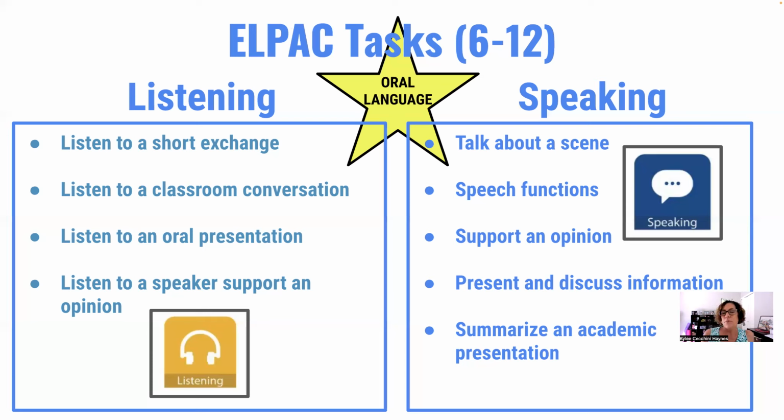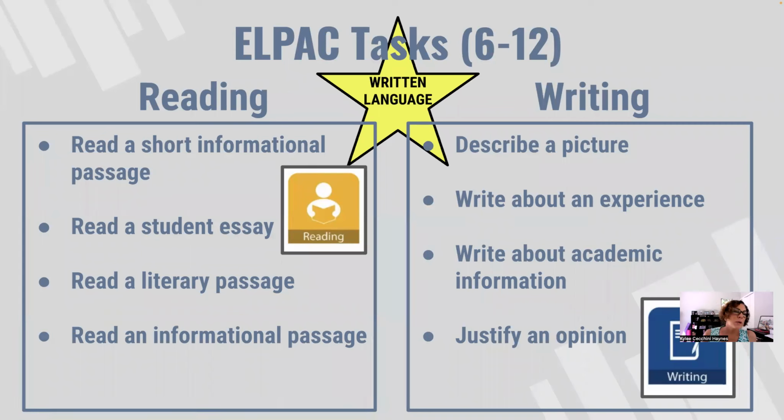Now, the written language has 2 parts, reading and writing. So in the reading, they're reading a short informational passage and they're answering questions on it. So we're testing their reading comprehension, right? They read a student essay. So we're giving them different types of writing: a student essay, a literary passage, and then an informational passage. Again, with questions to test that they're understanding what they're reading.